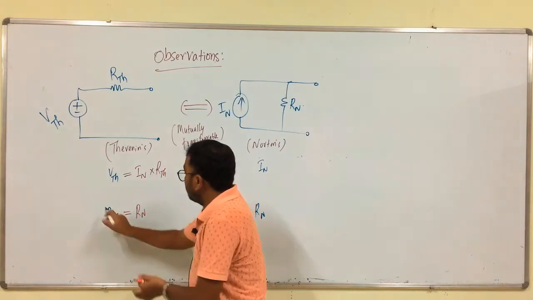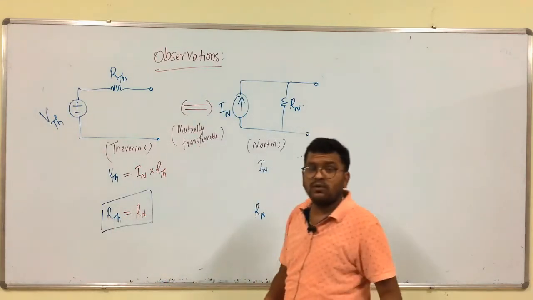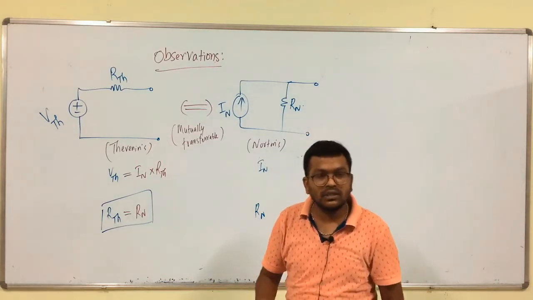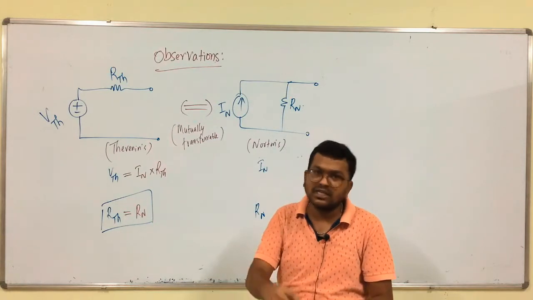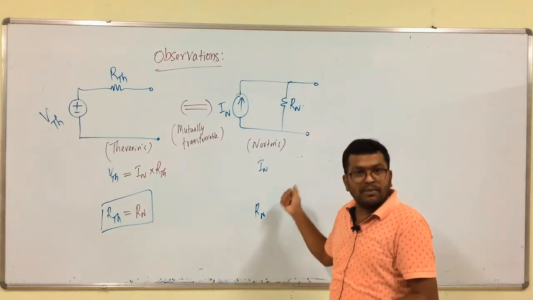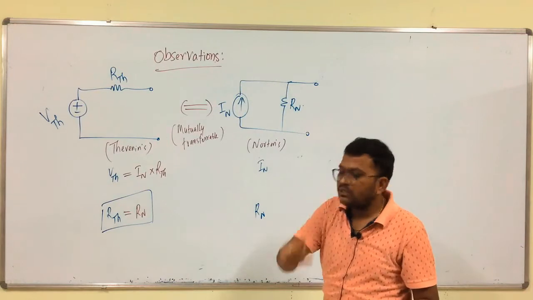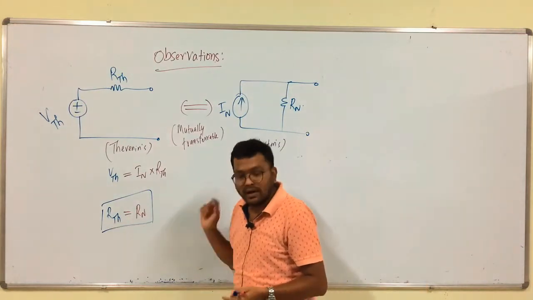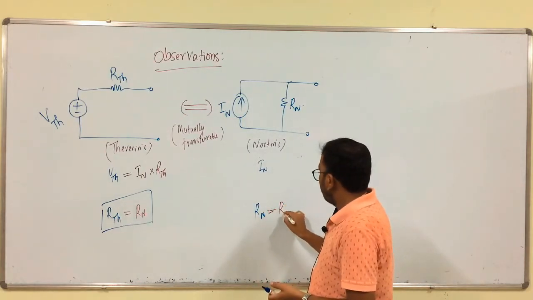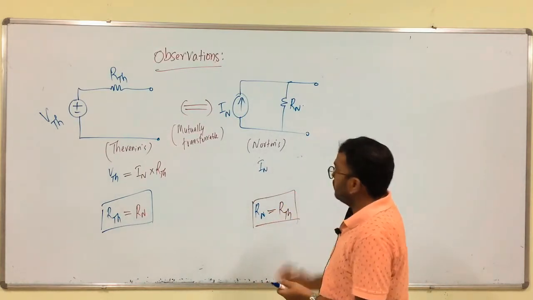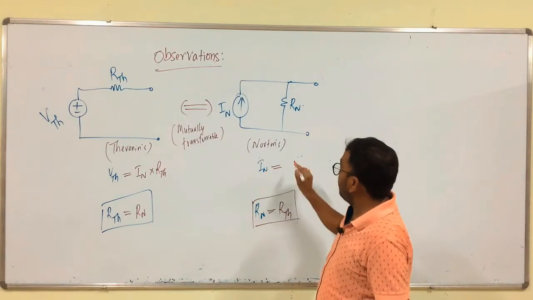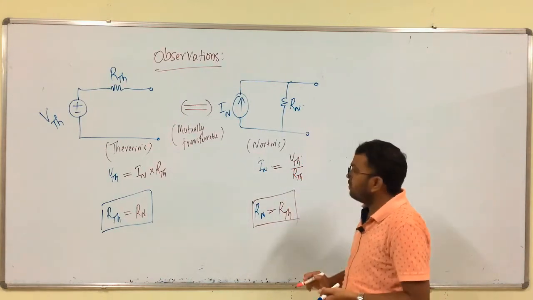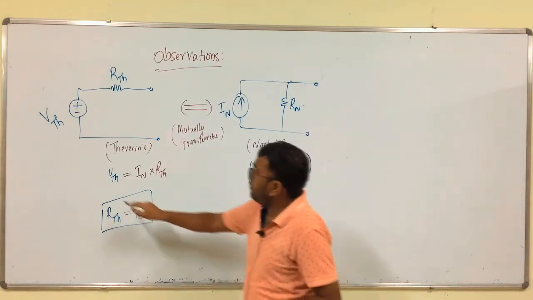RTH is always Rn, because what is step 2? Replace all voltage sources with their internal resistances and calculate the equivalent resistance. The same step 2 is applicable in case of Norton's theorem also. So, there is no change in the value of resistance in both cases. That is why RTH equals Rn. In this case, what is the value of Norton's current? That is VTH by RTH or Rn. So, this is the very important observation.